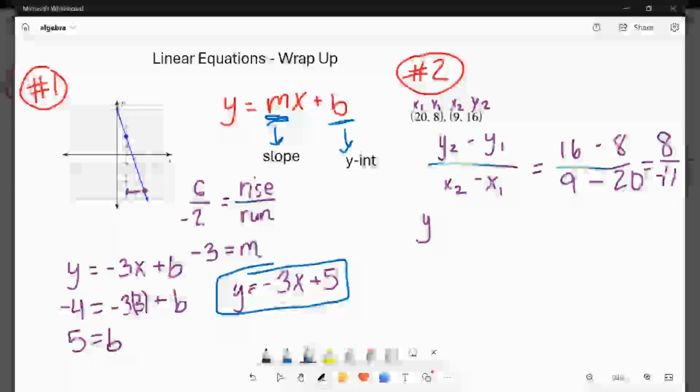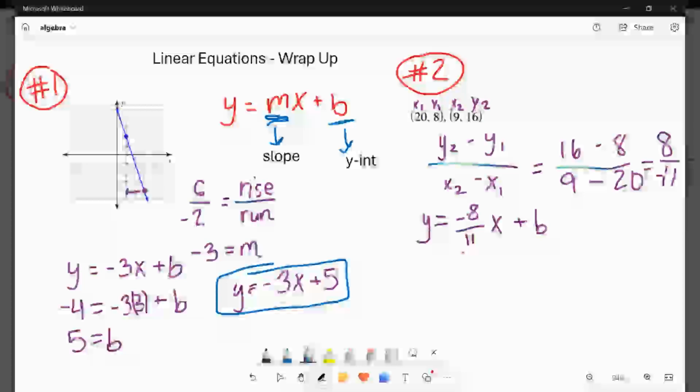Okay, so we know y equals negative 8 over 11 x plus b. Okay, so now we're in the same situation as before. We need to find b. Okay, so let's plug in a point, right?